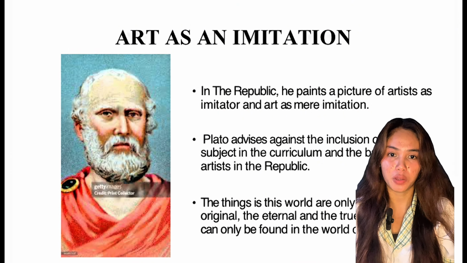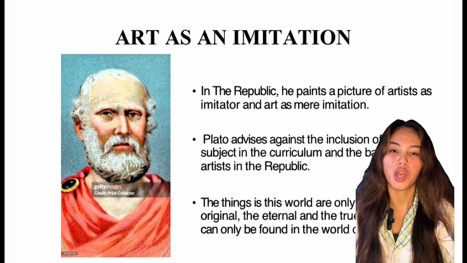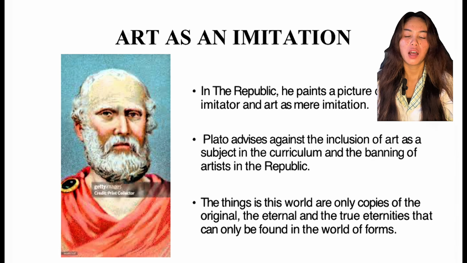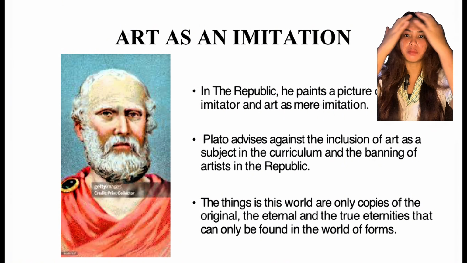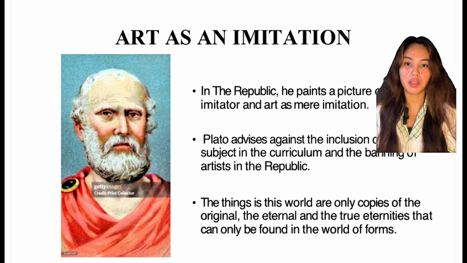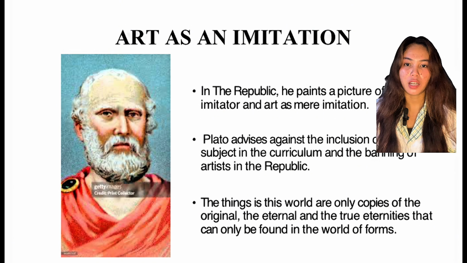According to Plato in his work, The Republic, he paints a picture of the artist as imitator and art as mere imitation. When we say imitation, it's more of an inspiration in creating the whole art. In his description of the ideal republic, Plato advised against the inclusion of art as a subject in the curriculum and the banning of artists in the republic. But again, in his work in Metaphysics, or View of Reality, the things in this world are only copies of the original, the eternal and the true, which can only be found in the world of forms.